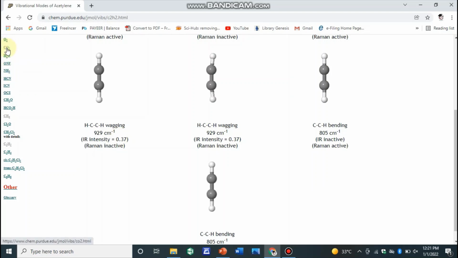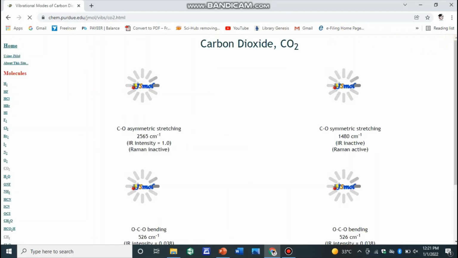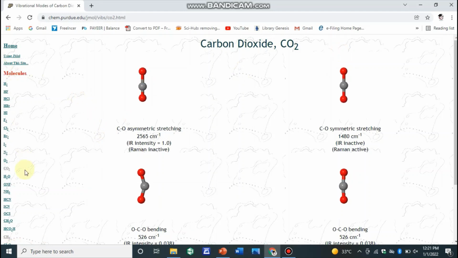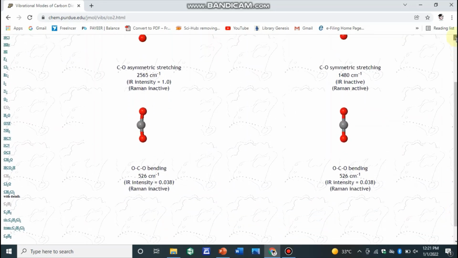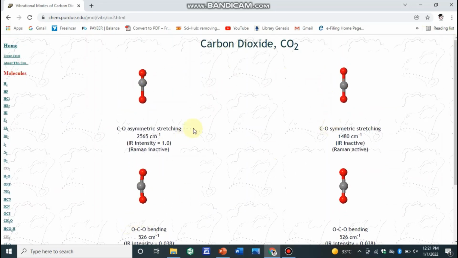Next we can just check CO2. It's also written Raman active or IR active. Here some molecules they have provided, you can just check that. Here carbon dioxide, the asymmetric stretching is like this, and this is symmetric stretching. This is one type of bending, this is another type of bending. So in carbon dioxide 3 vibrational modes are there: asymmetric stretching, symmetric stretching, and bending.